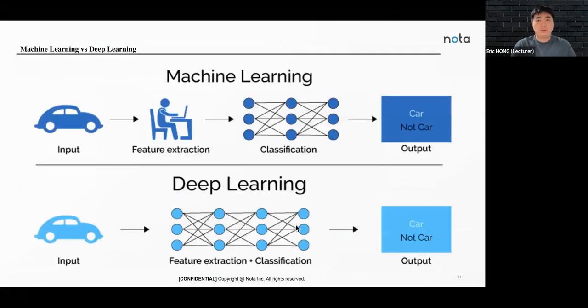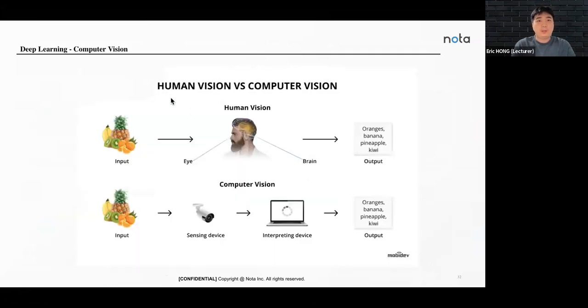This figure explains the difference between deep learning and machine learning. The main difference is that in machine learning the feature extraction stage is done by a human worker, while deep learning automatically extracts the features. This is the main difference between the key terms machine learning and deep learning. And there's a difference between human vision and computer vision. Actually, computer vision is very similar to human vision, eyesight and brains.